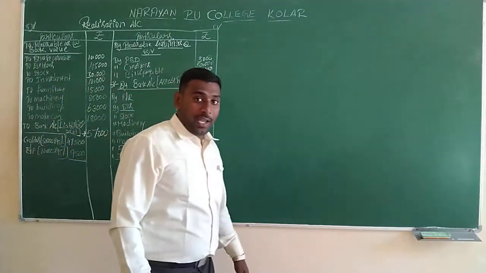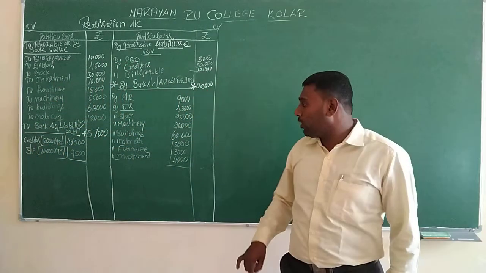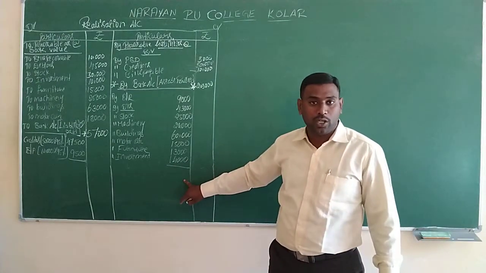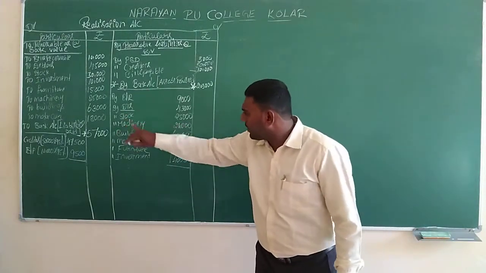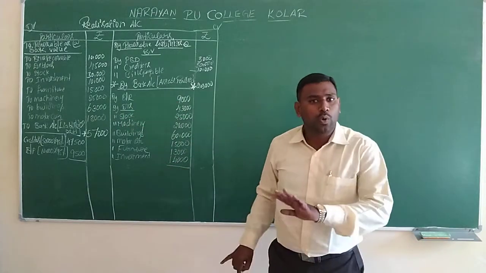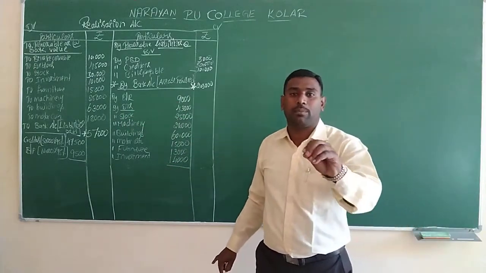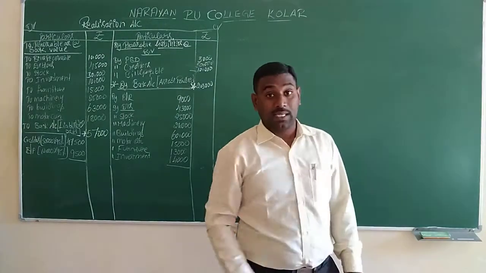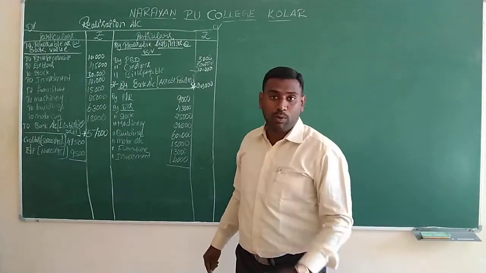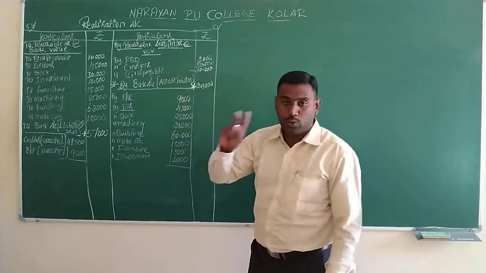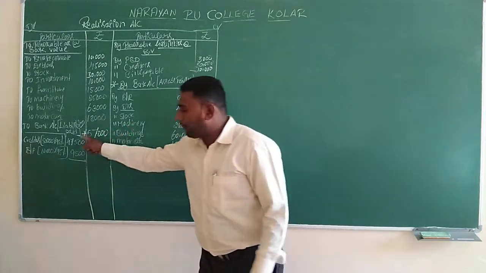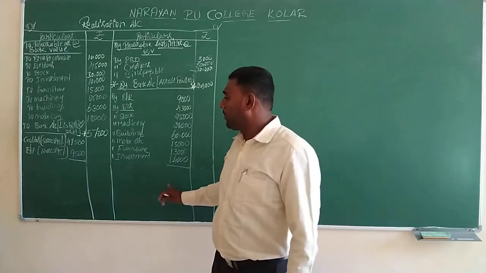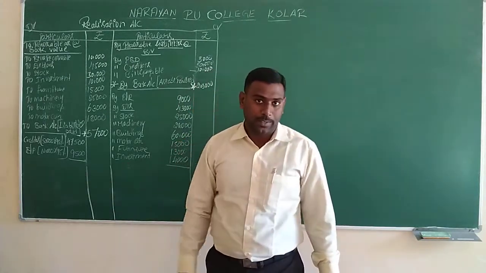Step number 5. Any assets taken over, we write on the credit side of our realization account. All 8 assets we have sold. No one has taken over any. That means step number 5 will not come. Step number 6, any liabilities taken over. Here we have only 2 liabilities that we have paid. That means no one has taken over the liabilities. So step number 6 also needs no entry.